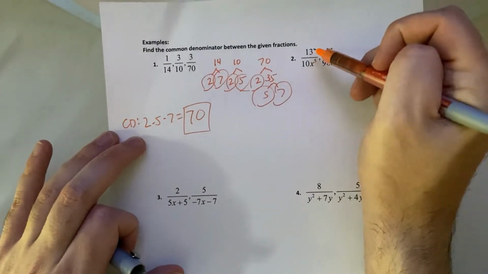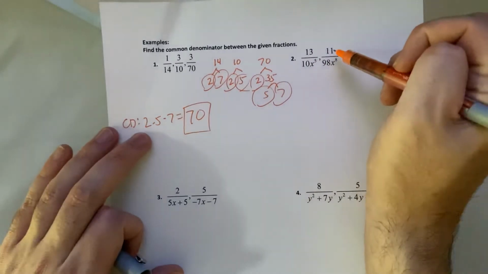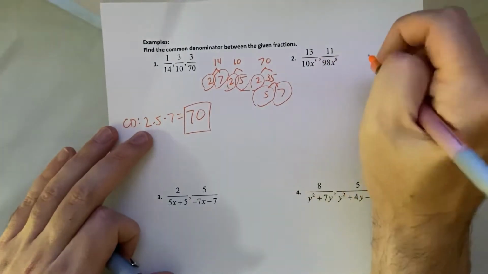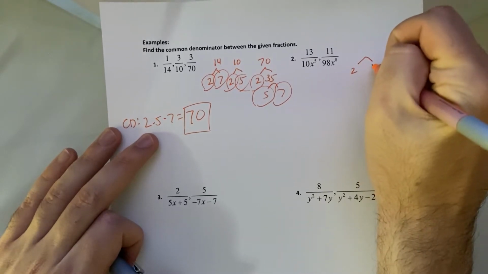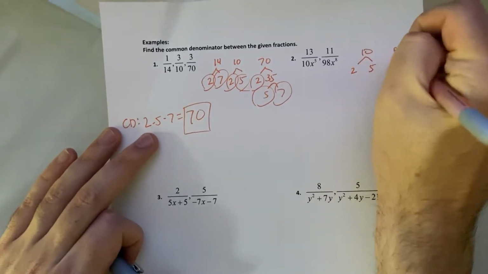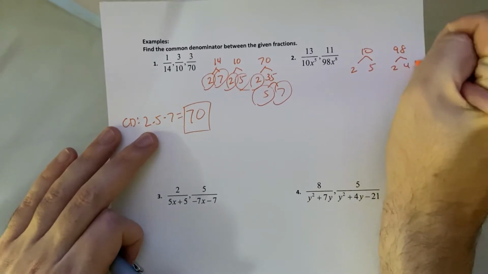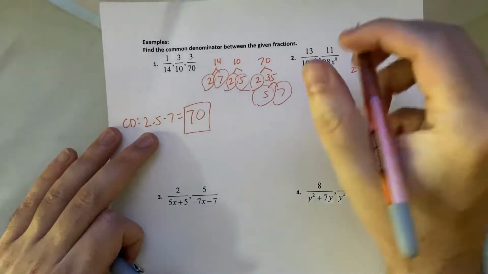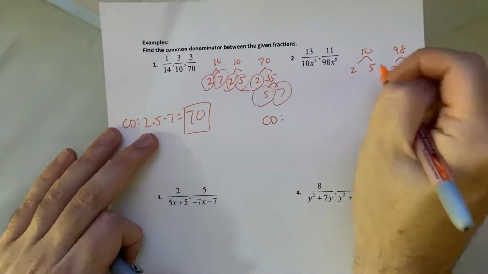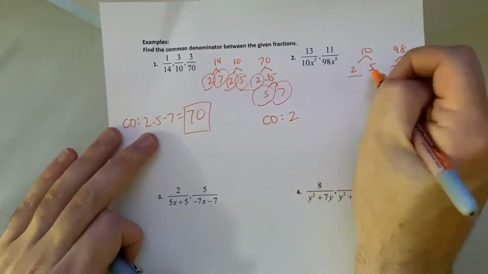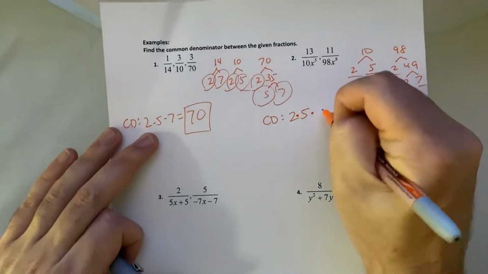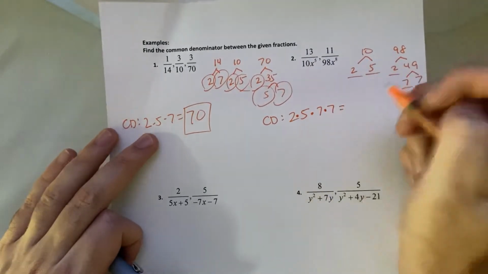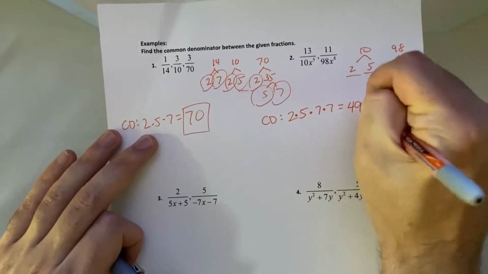What about 13 over 10x to the 5th and 11 over 98x to the 8th? Well, our common denominator for 10 is 2 times 5. 98 is 2 times 49, which is 7 times 7. So from the number side, my common denominator needs a 2. It needs a 5, because one of them has a 5. And it also needs 2 7s, because one of them has 2 7s. So this ends up being 490.